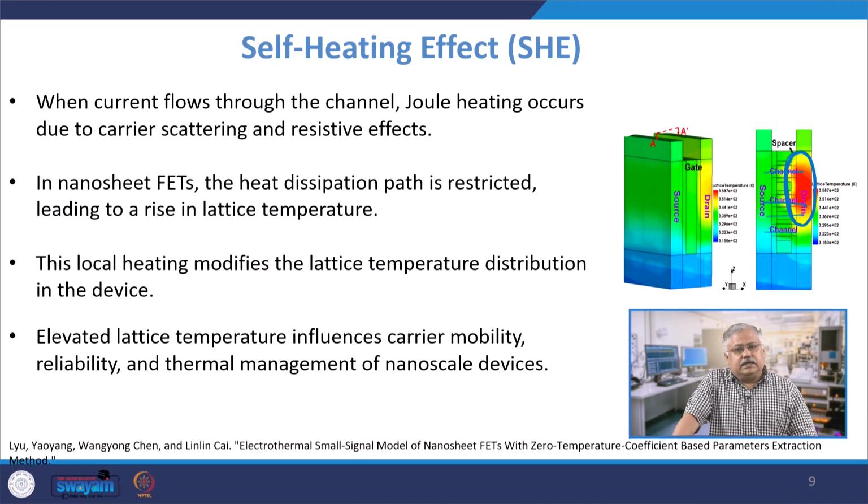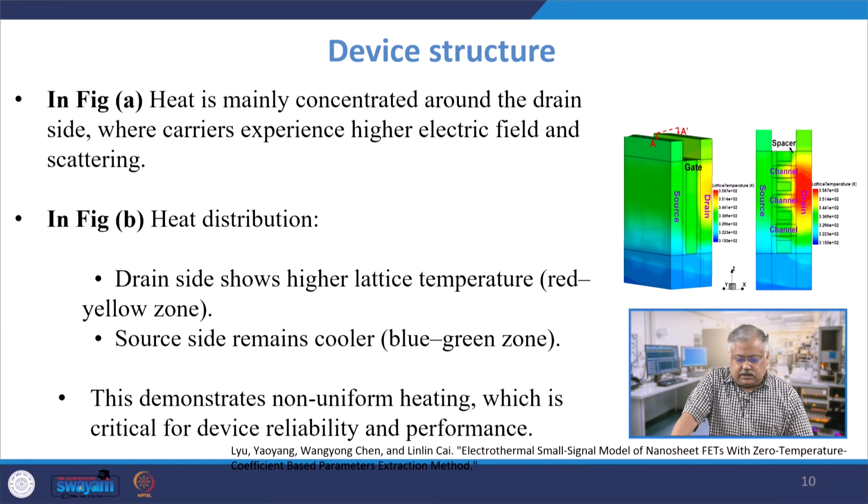As the temperature increases, as you can appreciate, there will be more scattering, and as a result, your mobility degradation will be much larger in this case. Now, if you look at figure A on the left hand side, we can see that in both the cases, from the cross sectional area, the heat is actually more concentrated towards the drain end of the device itself, right? The source side is relatively cooler.